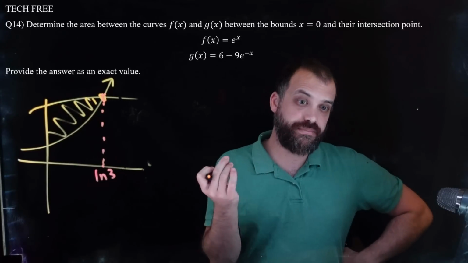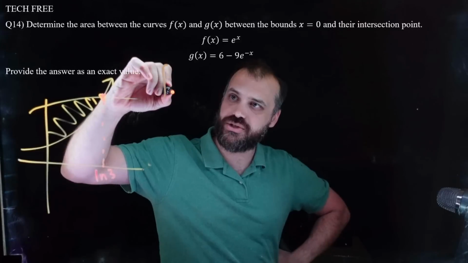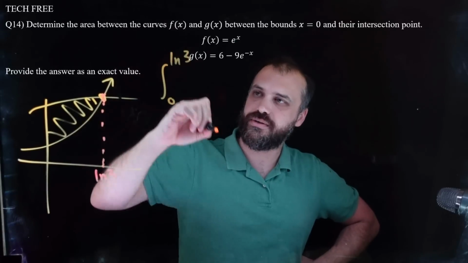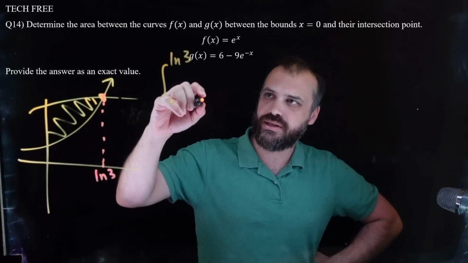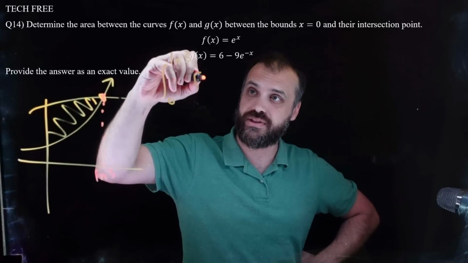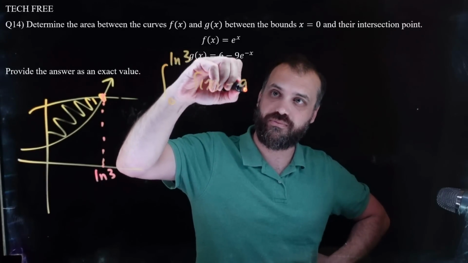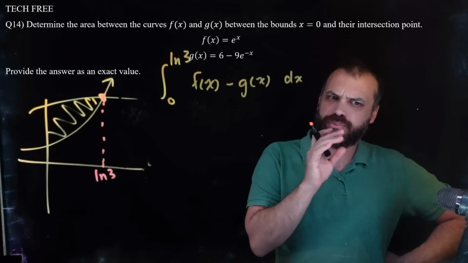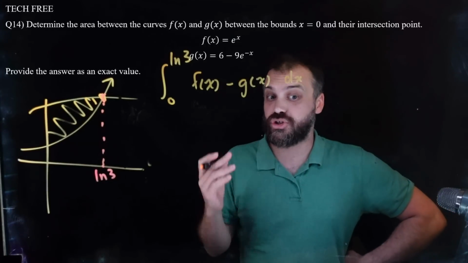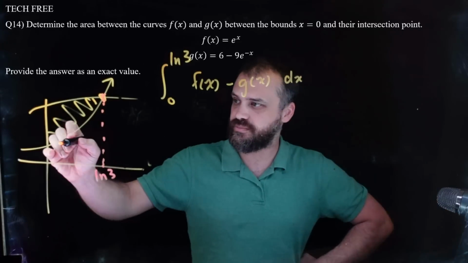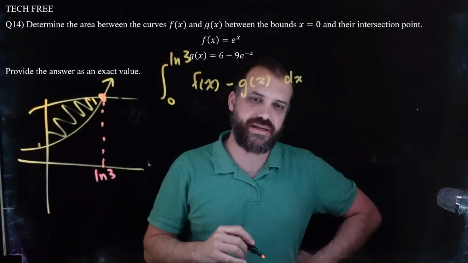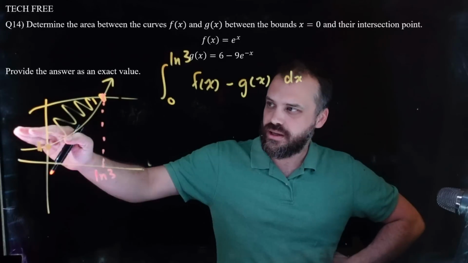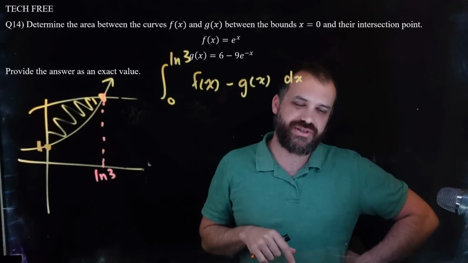Now, if I want to find the area between two curves, it's pretty straightforward. I'm integrating between the starting point, 0, the ending point, ln 3, and then I'm doing the top function, whatever that is, minus the bottom function, whatever that is, all with respect to x. The problem I've got at the moment is I don't know what the top function is. If you remember, I said e to the x looks like this, and you should all know what e to the x looks like. It passes through the y-axis at y equals 1 and goes up like that. But I don't know what 6 minus 9e to the negative x is.